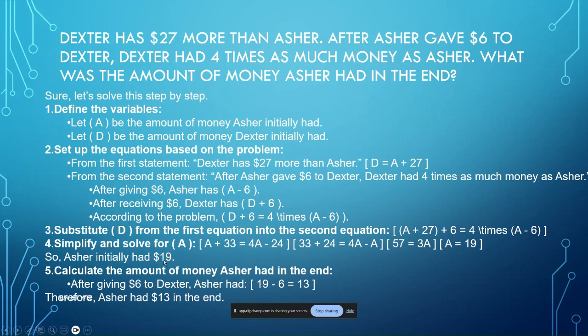But now the question is not what Asher has in the beginning, it is what Asher has in the end. All right, what Asher has in the end. So basically, Asher has 19, but remember, Asher actually gave $6 to Dexter. All right, so subtract 6, left 13. So therefore, Asher in the end has $13.